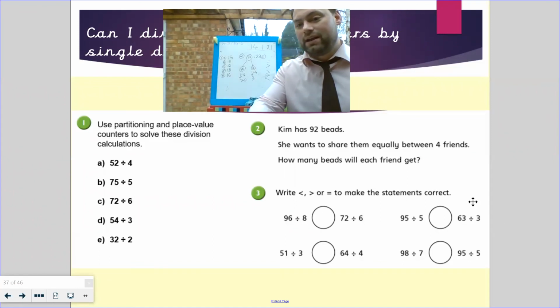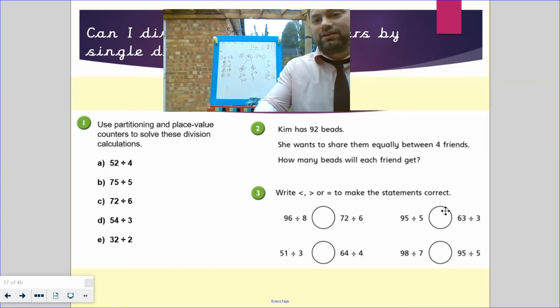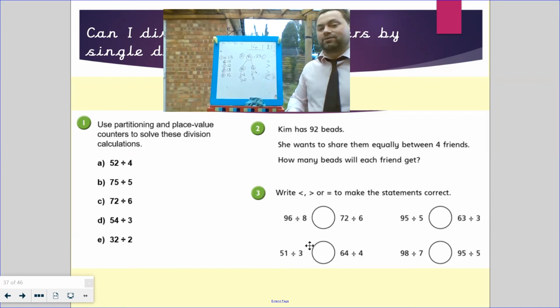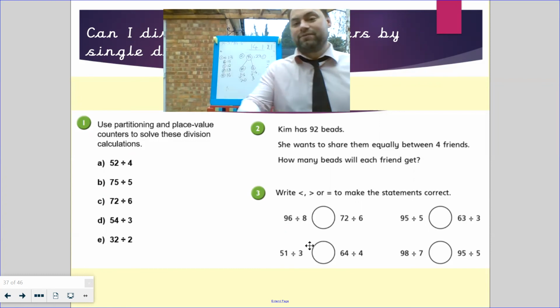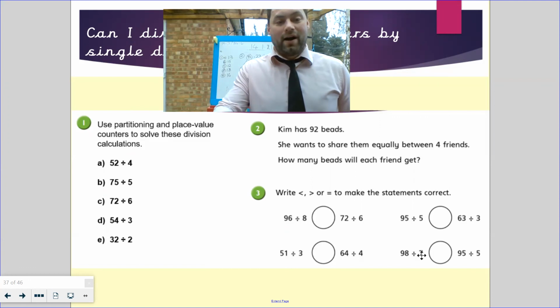And then for question 3, for the first one here, it should be an equal sign. For this one here, it's greater than, so 95 divided by 5 is greater than 63 divided by 3. For this one here, we should also have 51 divided by 3 is greater than 64 divided by 4. And for the last one here, 98 divided by 7 is less than 95 divided by 5.